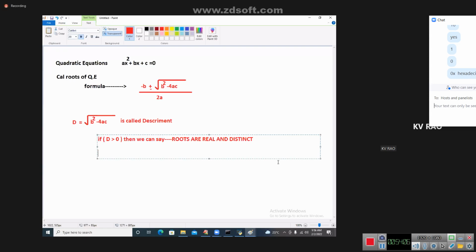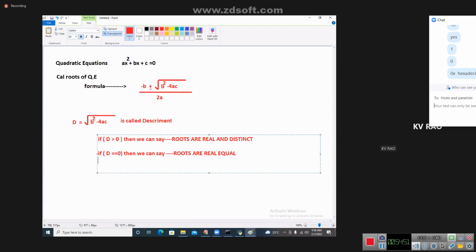I can say here in one sentence what I'm saying: if D is less than 0... then roots are... if D is equal to 0, then roots are real and equal. Real and equal. I just now said real means floating point value. Real values are nothing but floating point values. Very, very important. Okay.